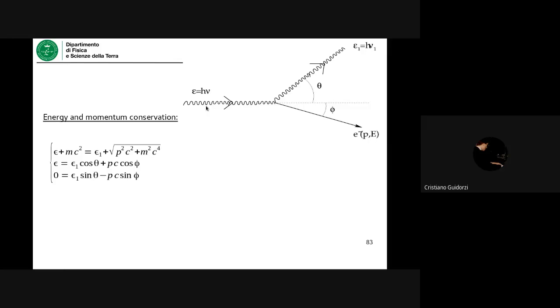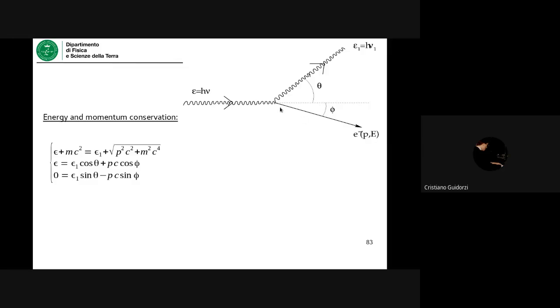For conservation of energy and momentum, which is what we are going to apply in a moment, of course, in the most general case, you have to allow that both the electron and the scattered photon have different angles with respect to the direction of the incoming photon. So we just give names: we call theta the scattering angle of the photon, so the angle between the incoming direction and the outcoming direction, as well as phi, the scattering angle of the electron.